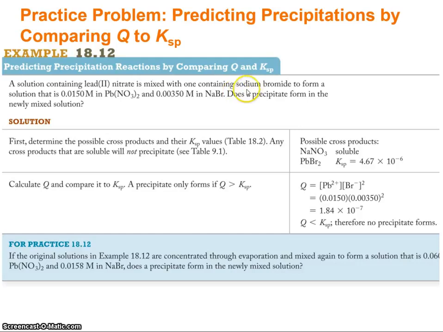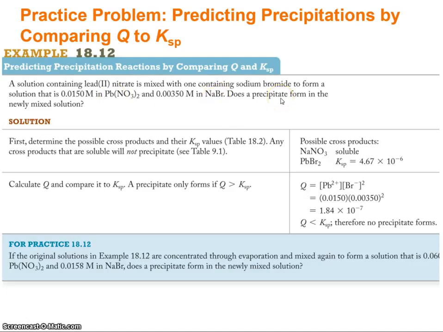Here's another example. The solution is going to have 0.01 molar lead nitrate and 0.0035 molar sodium bromide. Does a precipitate form in the newly mixed solution? Well, we know on a gut level that lead bromide should precipitate. It's not going to be soluble. The sodium and the nitrate are always going to be soluble, so we don't need to worry about those, just the potentially insoluble compound.